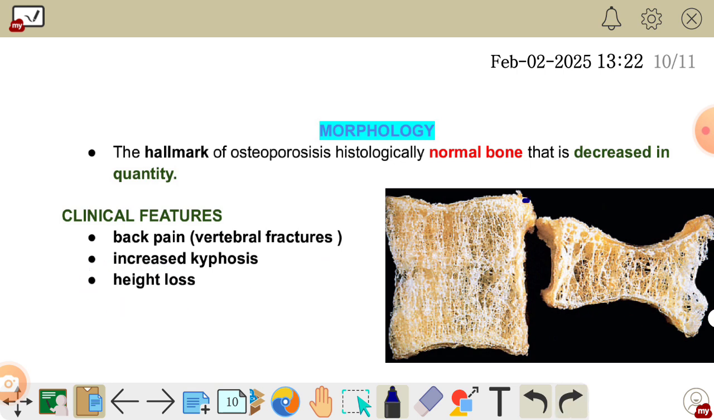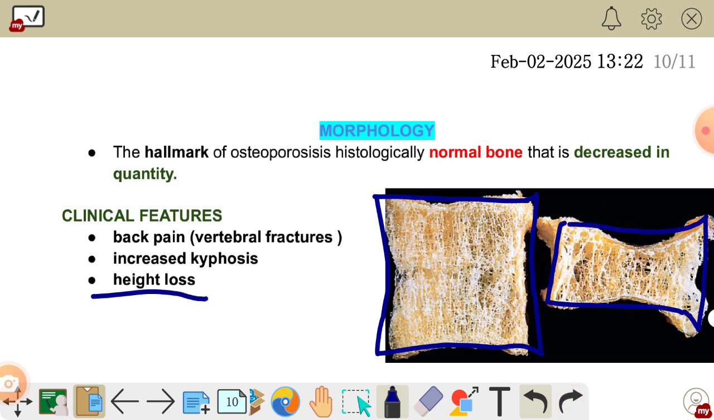Why? Because let's say this is a vertebral bone, but in osteoporosis, the quantity will be lost, like the way it is here. There will be resorption of minerals from the bone. Then due to the weight or the force, the vertebral bones will be compressed, and at the end of the day, the height will also reduce.